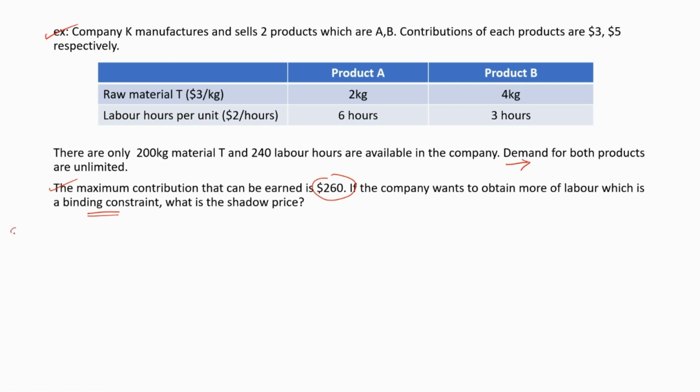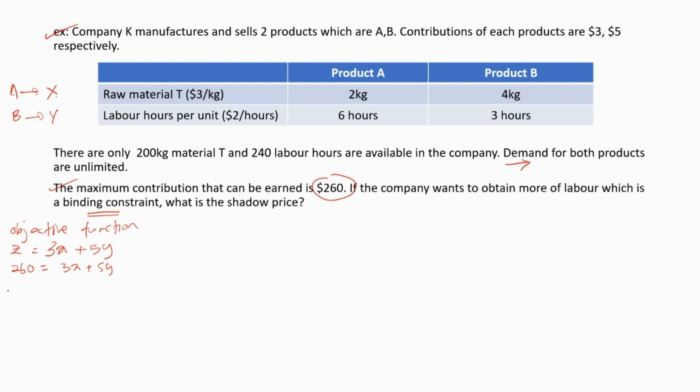So, as now you know, this is the objective function, which is denoted by C is equal to 3x, let's consider x to be the product A, plus 5y. Product A will be the x values, product B will be the y values. So in this example, they are directly giving us the total maximum contribution, which is 260 equals 3x plus 5y. And we can also model the constraint functions.